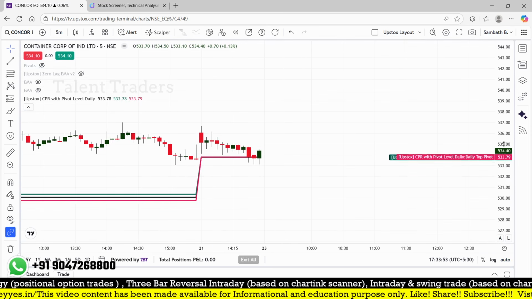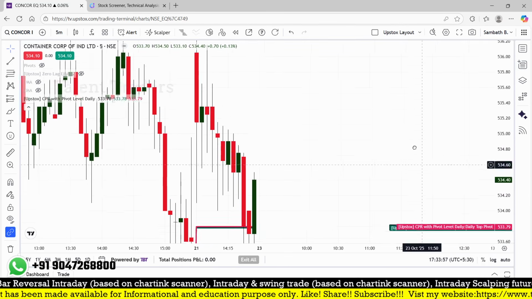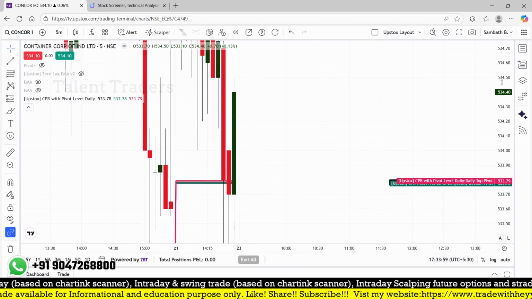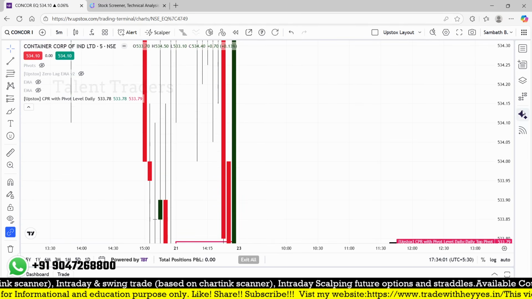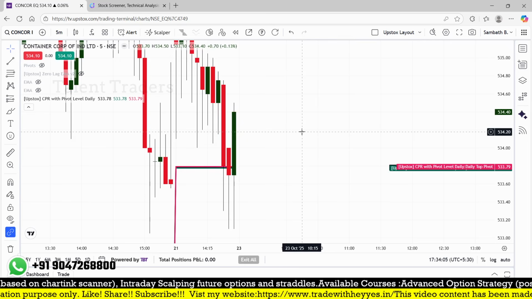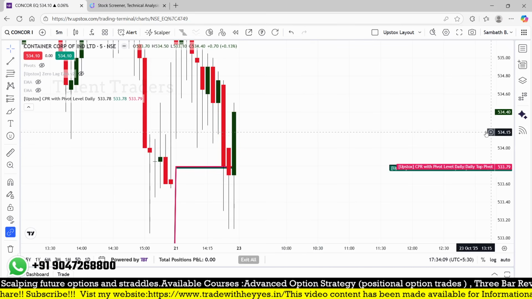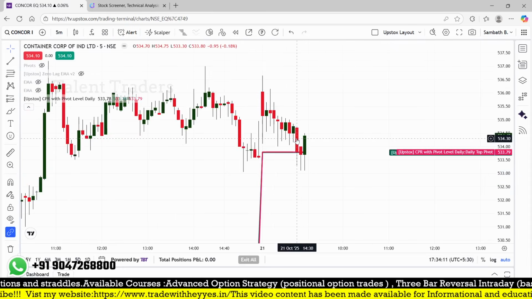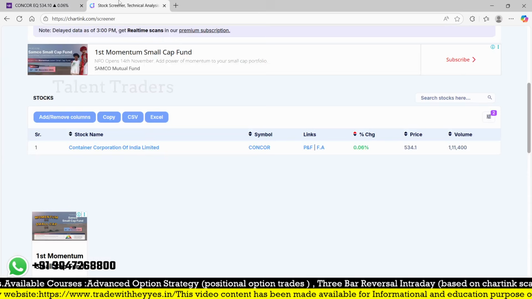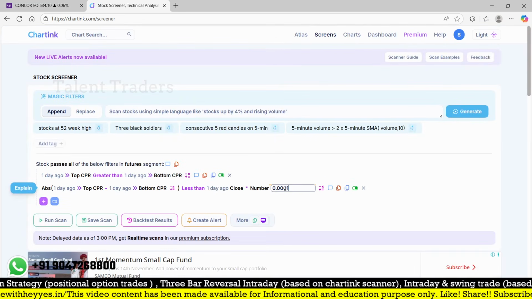If you understood, I can't find the gap. So most probably both are at the same level. So 533.79. Yeah, you can see 78 and 79, the higher level and the lower level. Very, one paisa gap. Okay, so this is a tight CPR level which you can find with this, and you can also adjust.